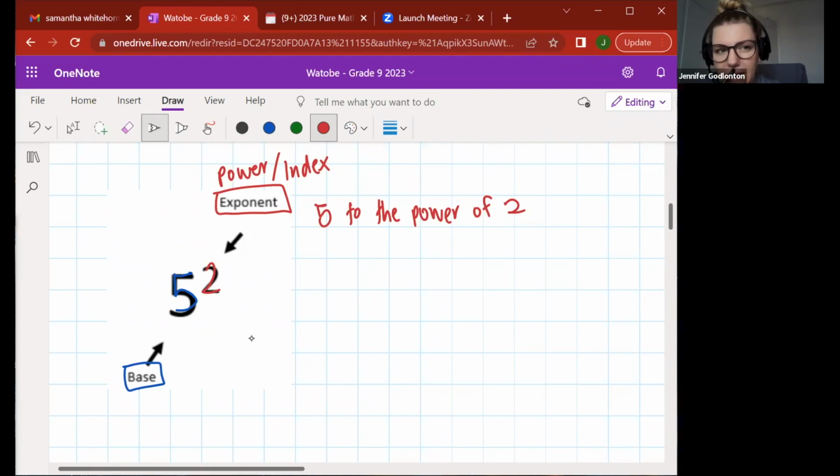Who thinks they can help me? Yes, Sunday. How can I write 5 to the power of 2 without using exponents? Great answers coming in through the chat. Beautiful. Okay, so if I'm wanting to write this without exponents, I could say that that is 5 times 5.